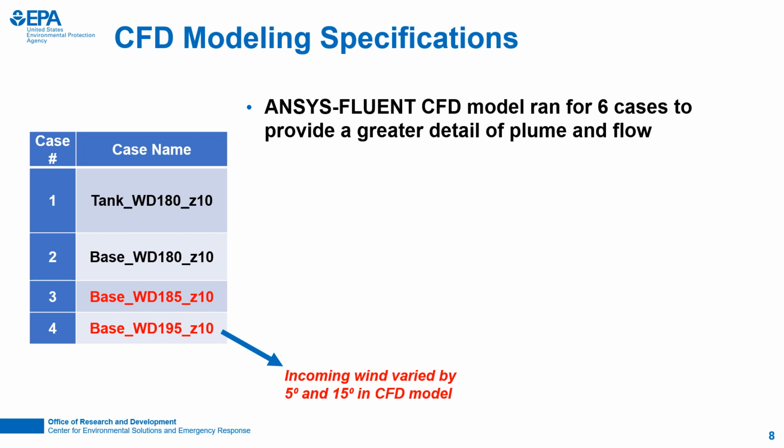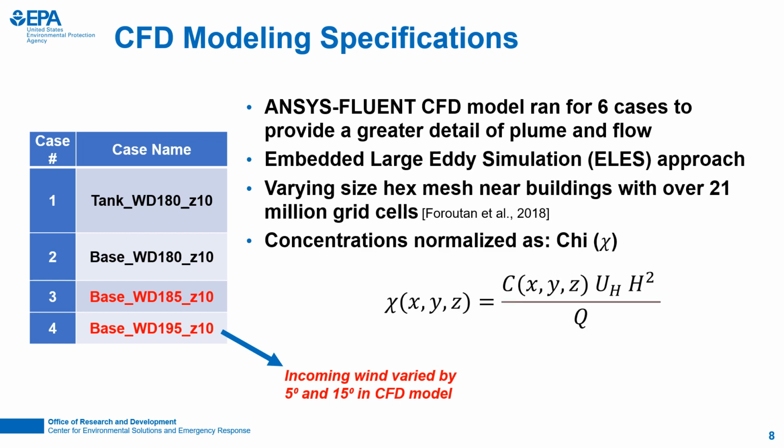We then ran 2 additional base case CFD simulations under the slightly oblique incoming wind directions of 5 and 15 degrees. The CFD model incorporated an embedded large eddy simulation, or ELES, approach to provide a much finer resolution for the areas surrounding the buildings. The grid contained a varying size hex mesh with over 21 million grid cells. Finally, to intercompare the results using various scales, all concentrations were normalized as chi, which accounts for the concentration, reference wind speed, length scale, and flow rate.